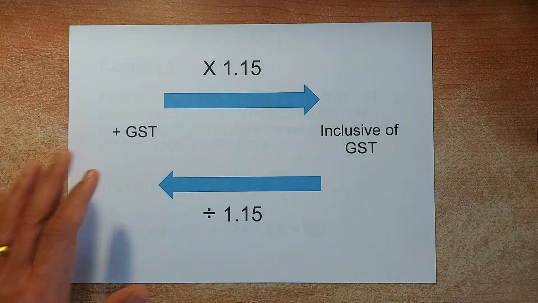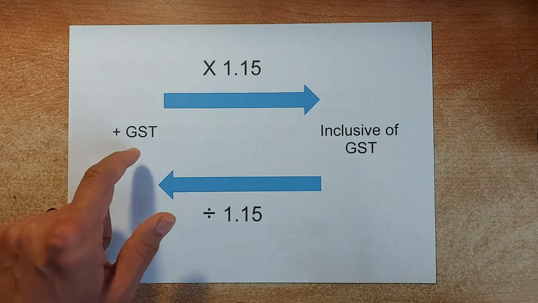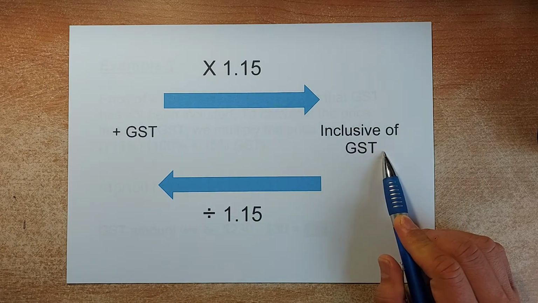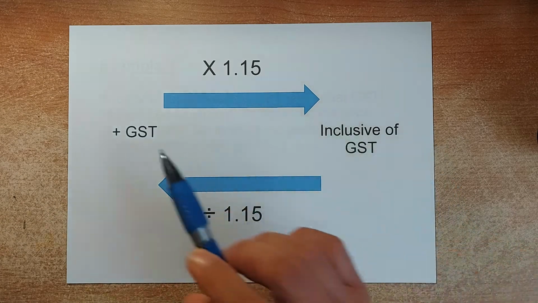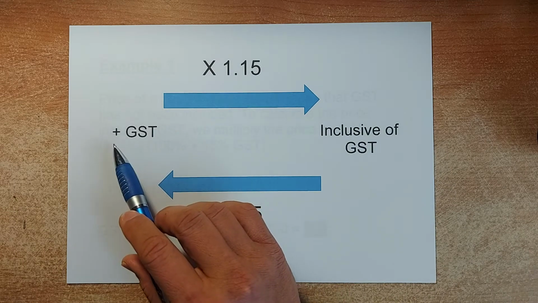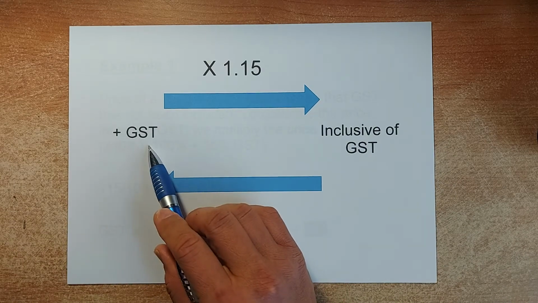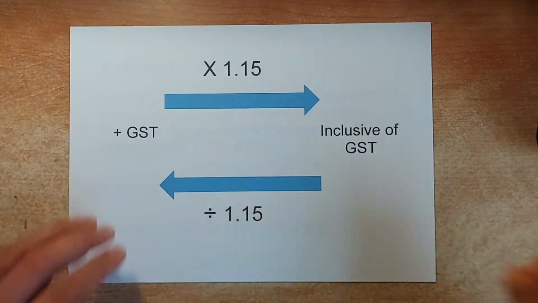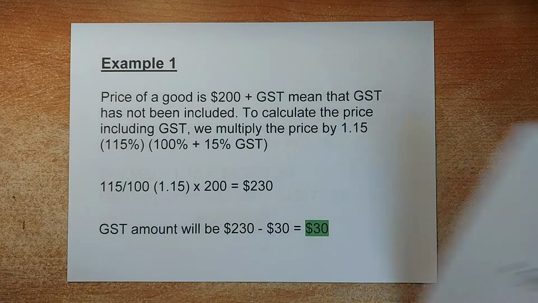Okay, so on the left side is plus GST, means GST has not been included, and on the right side is inclusive of GST. So suppose I say I want to calculate a price plus GST, means it has not been included. If I want to include it, I need to multiply by 1.15. So let's look at an example. Okay, so the first example looks like that.